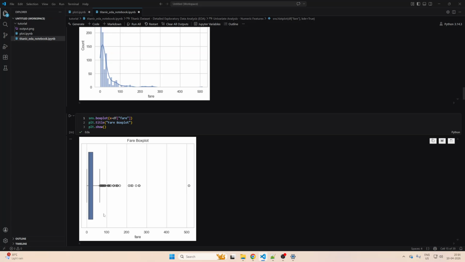Now, like we have seen here, if you plot it in a box plot, we know the central 50% come in this region, and anything outside this is outliers. So most of the people have traveled with a fare around, say, 30.